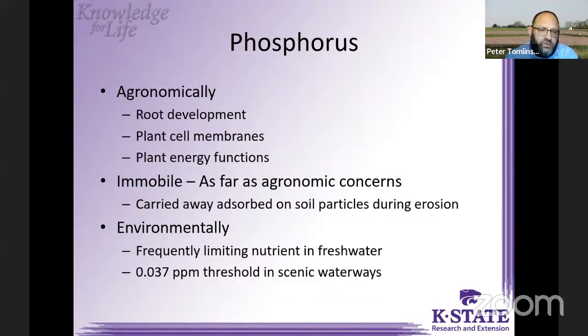And so when we think about this from the broader environmental standpoint, phosphorus is frequently the limiting nutrient in many of our freshwater systems. The concentration at which we start to see environmental impacts on scenic waterways is 0.37 parts per million. So it does not take a lot of phosphorus entering a waterway to start impacting the plant growth, because it's fertilizer. It supports aquatic plant and algal growth when it's present.